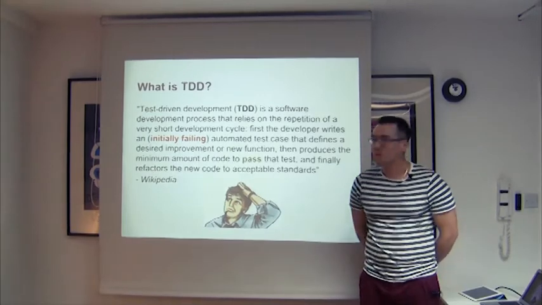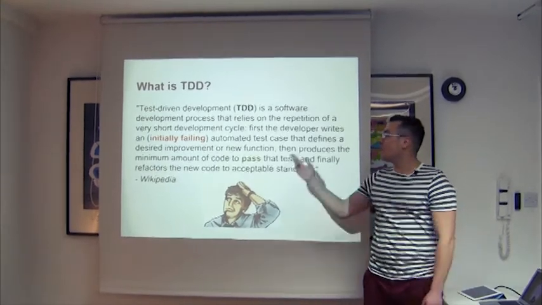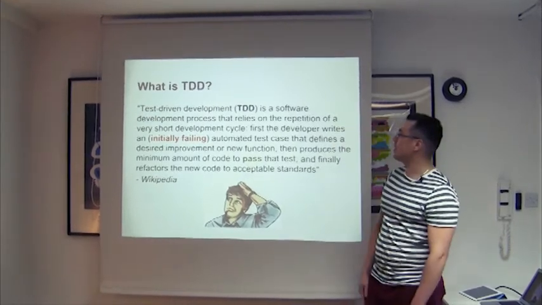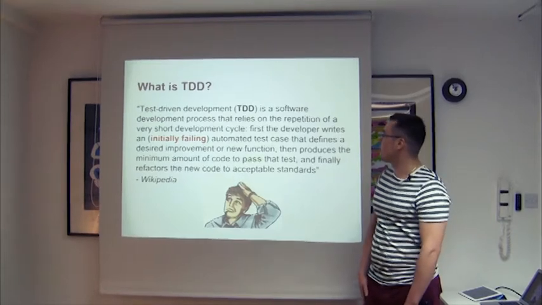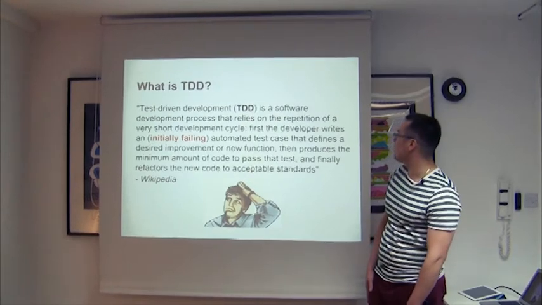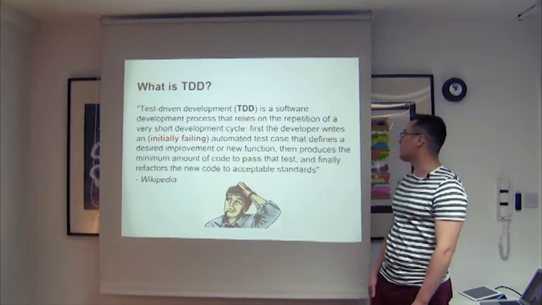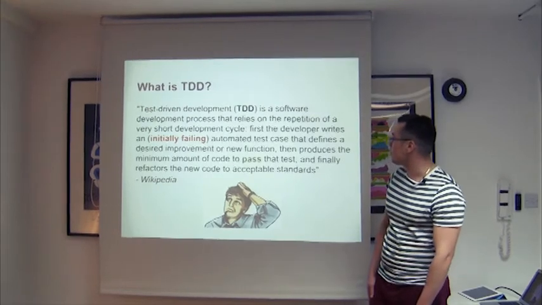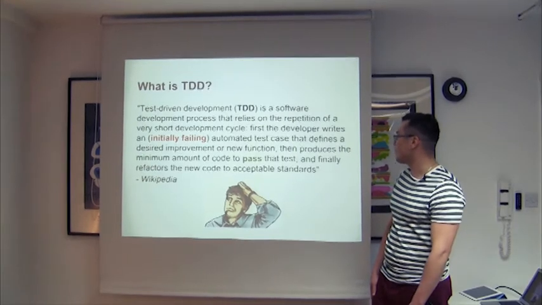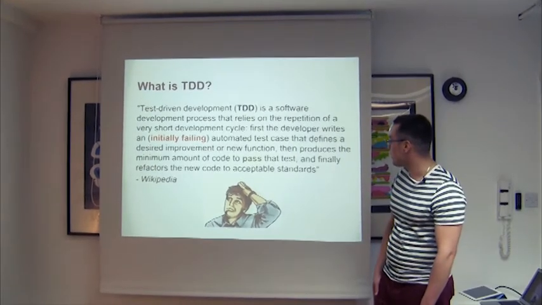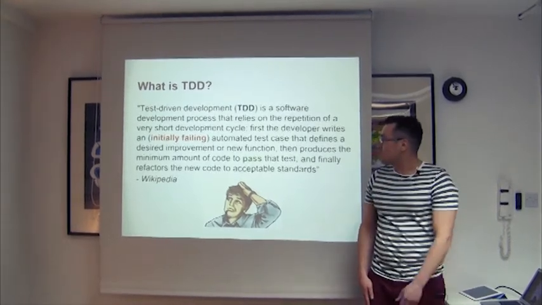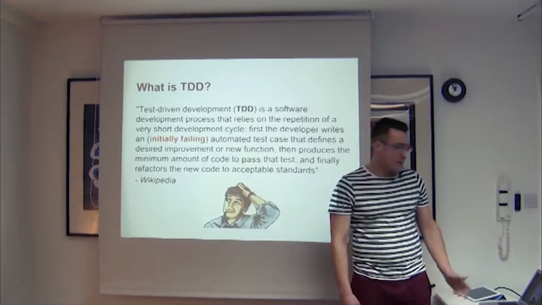Okay, so for those people who don't know, if you look for it on Google, you will find this nice definition which says test-driven development is a software development process that relies on the repetition of a very short development cycle. First, the developer writes an initially failing automated test case that defines a desired improvement or new function, then produces the minimum amount of code to pass that test, and finally refactors the new code to acceptable standards. I'm surprised they packed this whole definition in one sentence, but that's what it is.